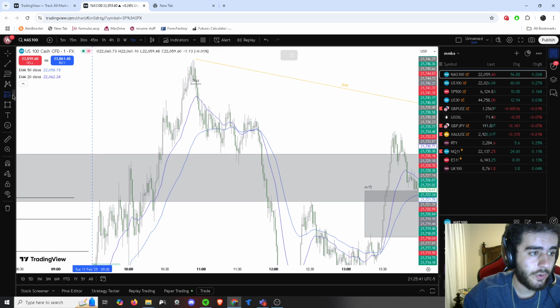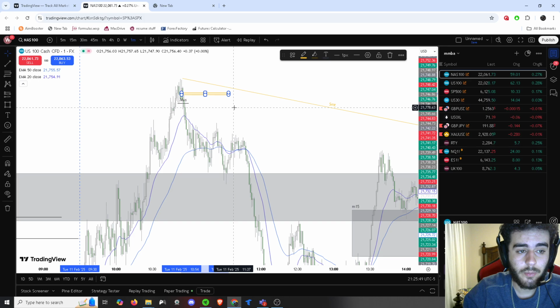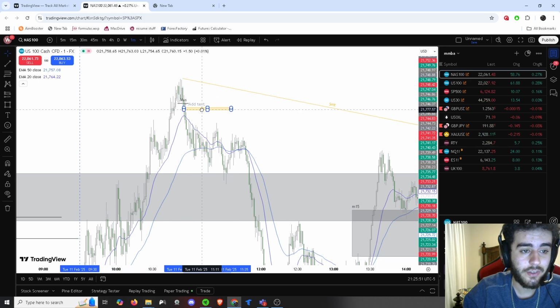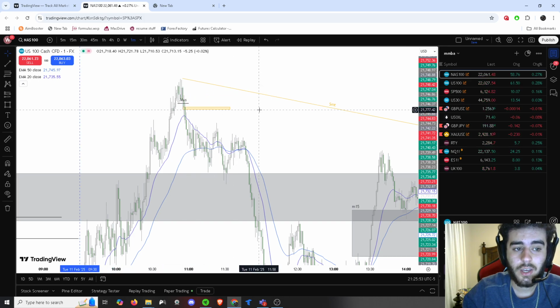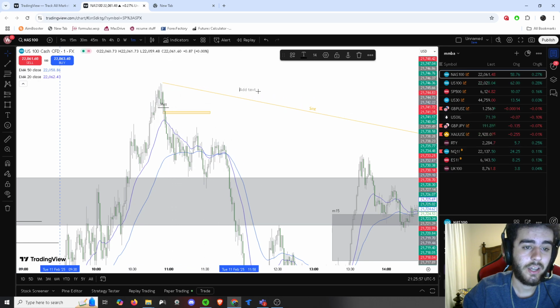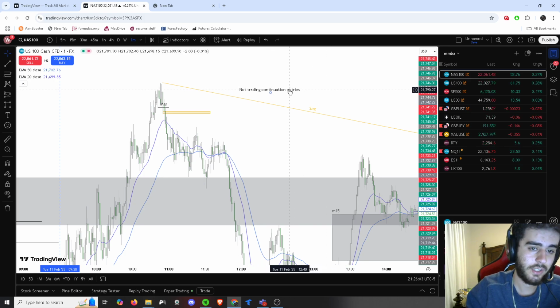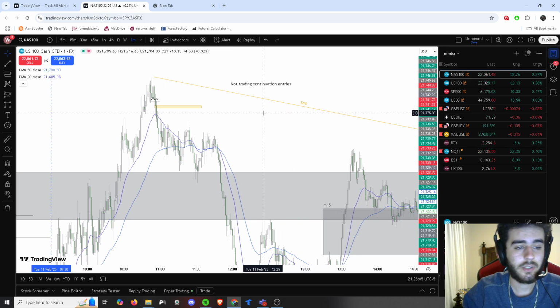And at this point, remember that if there is no fair value gap either before the market structure shift or on the candle that created the market structure shift, we are not entering. That is a continuation entry, and we are not trading continuation entries. They simply don't yield the best risk to reward because they are a little bit later into the range.